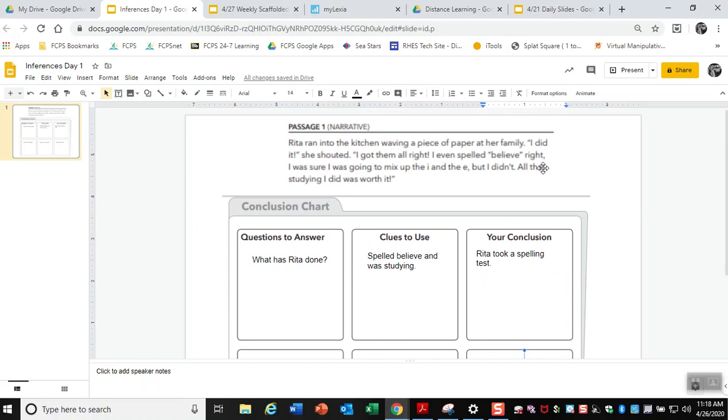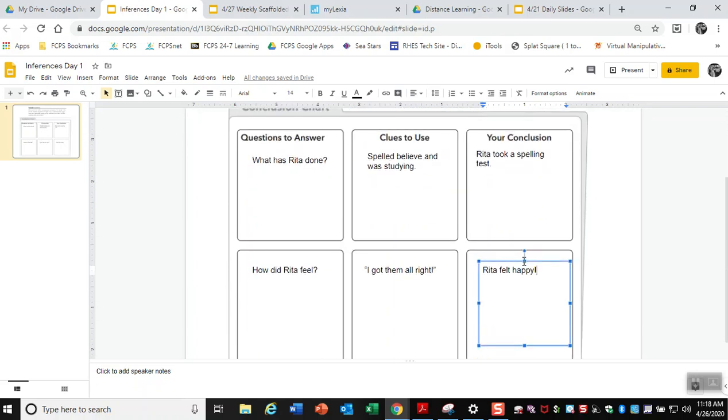So right here, we took this short paragraph where the author left out some important information, and he wanted us to draw some conclusions from this. So here I was able to use my graphic organizer to break it up into the questions to answer, the clues that I've used from the text, and I was also able to then develop my conclusion.